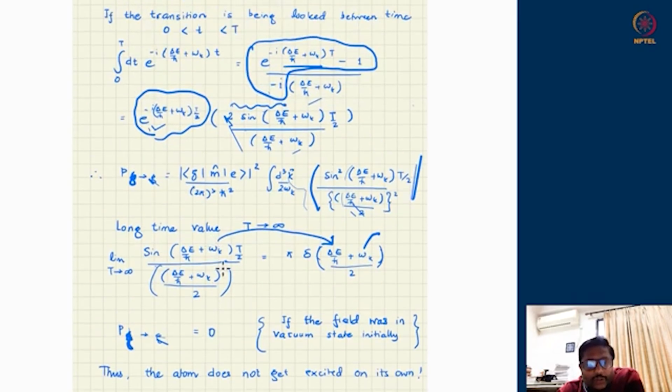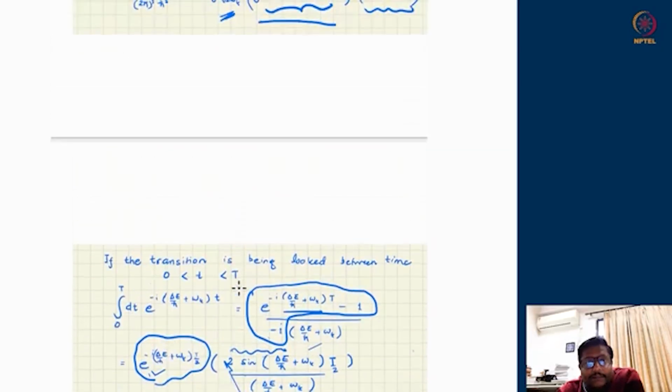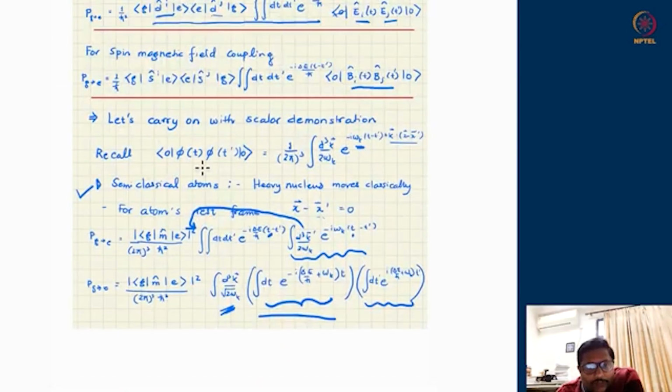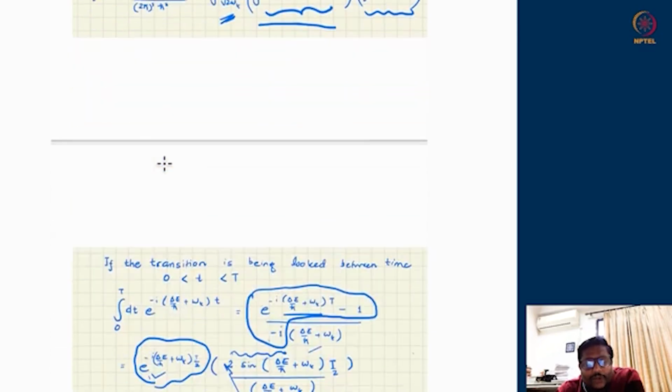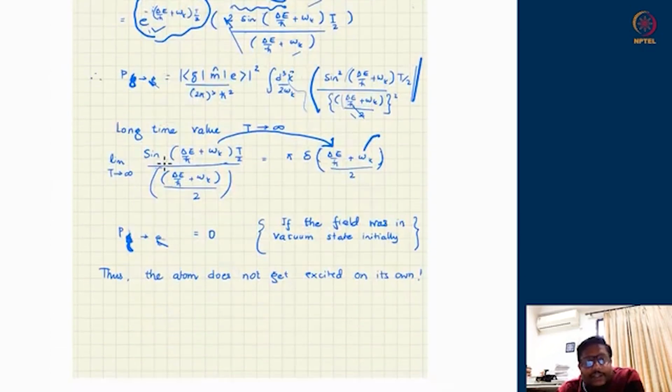Here we have assumed the 2-point function is being computed in the vacuum state of the field. So if the field has no photon to begin with, there is no likelihood in long time that the atom will automatically become excited. That probability turns out to be 0. Okay, in order to excite the atom, the field should initiate the discussion. The initial state of the field should be non-vacuum. In vacuum state, there is no probability of the atom getting excited.